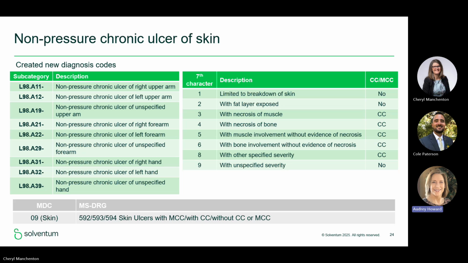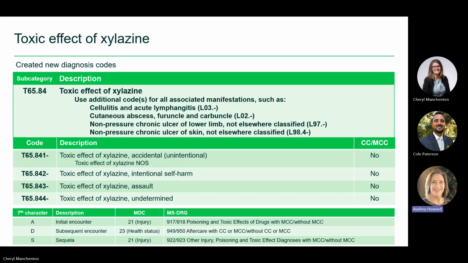As we go on to the next slide, if it is associated with xylazine, then one of these new codes on this slide from subcategory T65.84 will be sequenced first. Notice the coding instructional note under the subcategory states to use additional code for all associated manifestations, and that's including your cellulitis and the non-pressure chronic ulcers. The use additional code note means that the code listed is a secondary diagnosis.